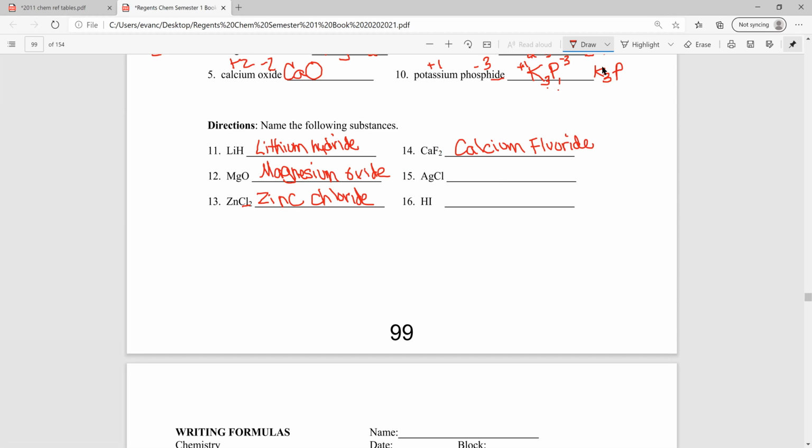And I have Ag, so checking table S, this is silver. And then Cl, chlorine will become chloride, so it's silver chloride. And then hydrogen. And then I will become, not iodine, but iodide. Right, and so that is how we go from the formula to the name and the name to the formula.